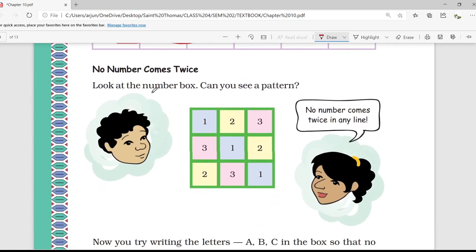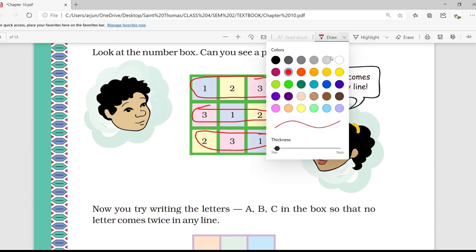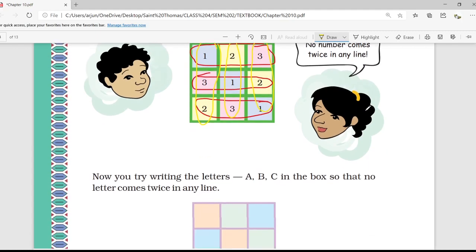Now, no number comes twice. Look at the number box. Can you see the pattern? See, 1, 2, 3, 3, 1, 2, 2, 3, 1. Or here you can see 1, 3, 2, 2, 1, 3, 3, 2, 1. In each row, no number is repeated. See, you can see that. If we go down this line, 1, 3, 2, then also no number is repeated again, right? So this is one pattern, right? No number comes twice in a line.